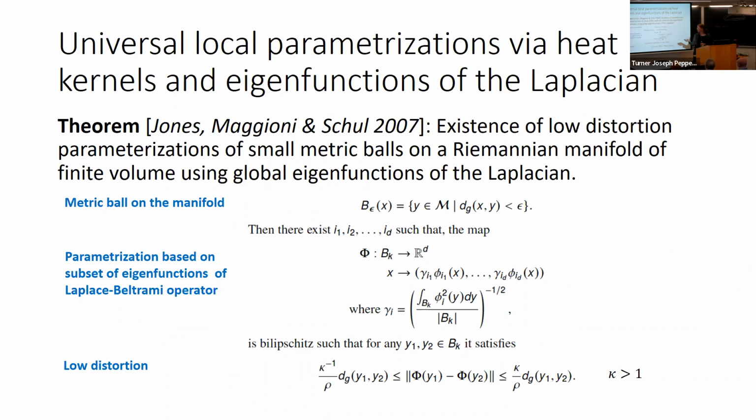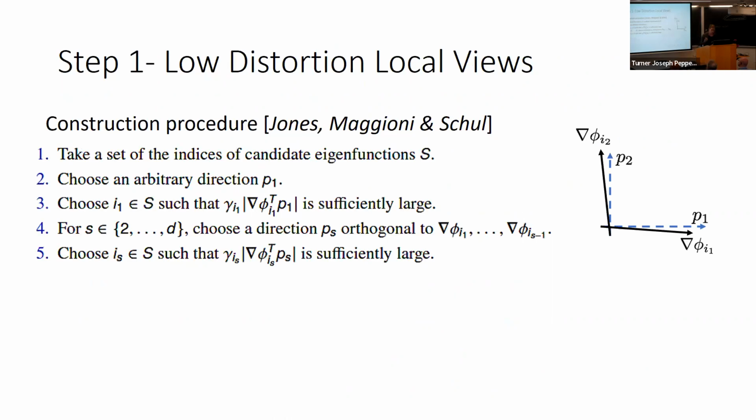But the parameterization itself is based on a subset of eigenfunctions of the Laplace-Beltrami operator. So for each such small metric ball, we are going to select a number of global eigenfunctions of the Laplacian such that embedding that ball with this local selection of eigenfunctions gives us low distortion.